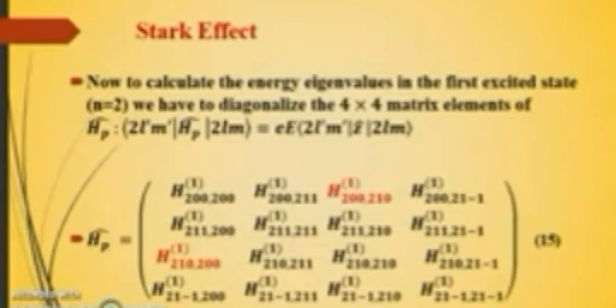Now we wish to calculate the energy eigenvalue in the first excited state, that is n equal to 2. For that we have to diagonalize the 4 by 4 matrix of the perturbation Hamiltonian, with elements between the states l' m' H' l m. So here we should have equal to l' m' e z l m. We need some more specific explanations here.